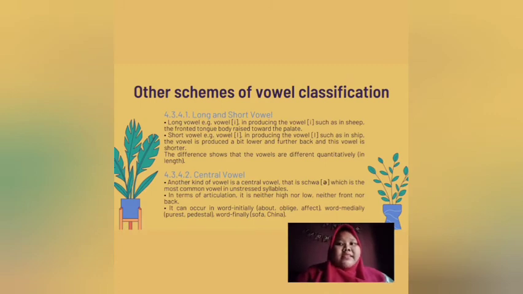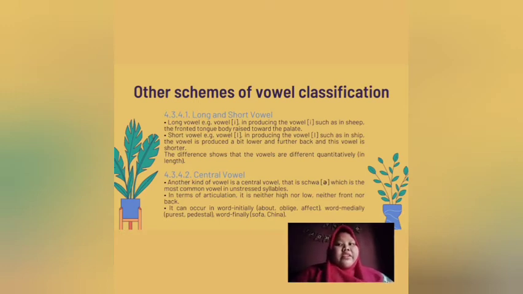And the second is the central vowel. Another kind of vowel is a central vowel. There is schwa, which is the most common vowel in unstressed syllables. In terms of articulation, it is neither high nor low, neither front nor back.